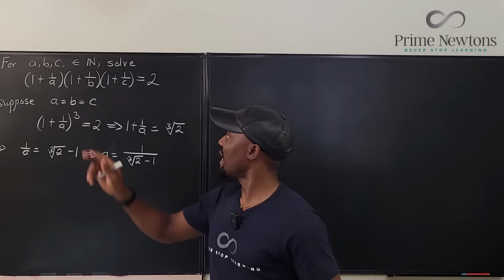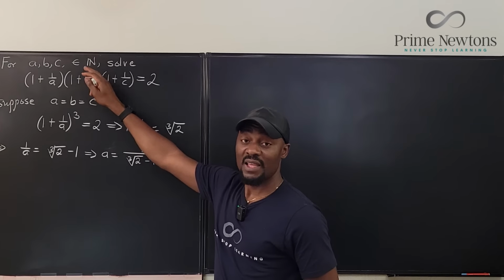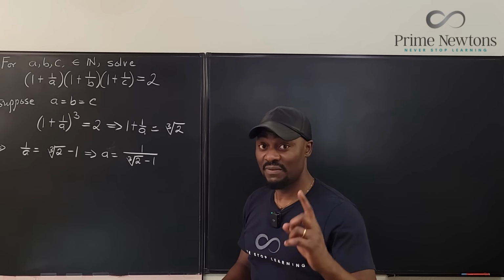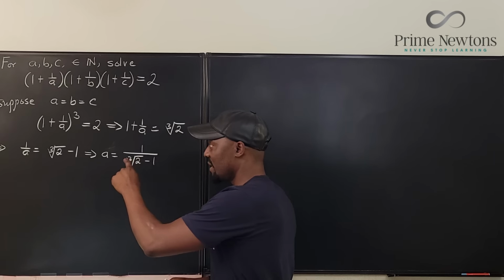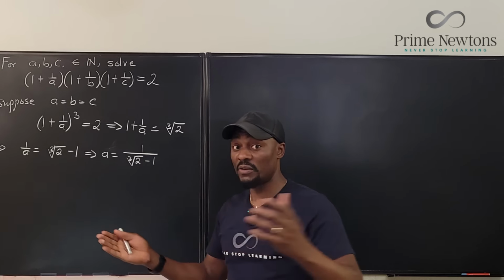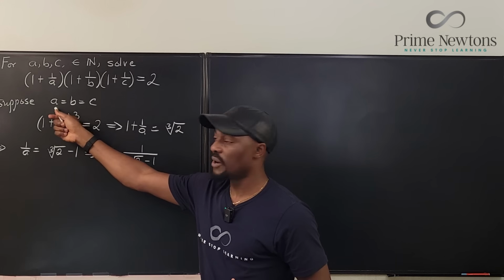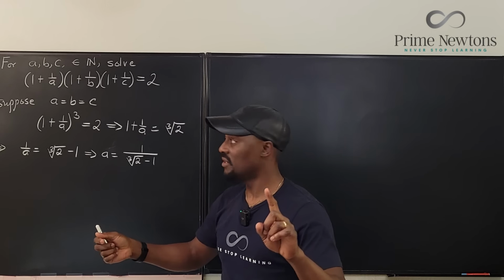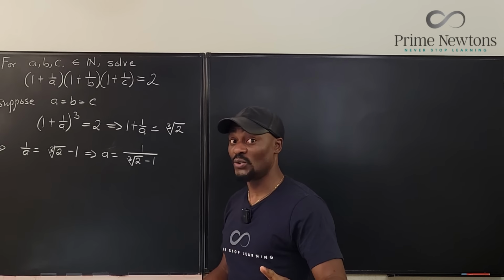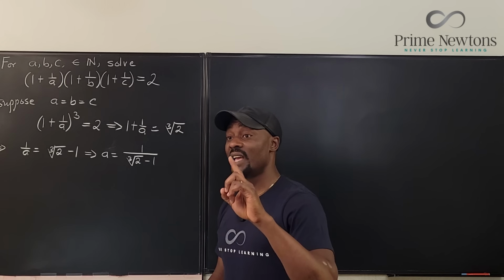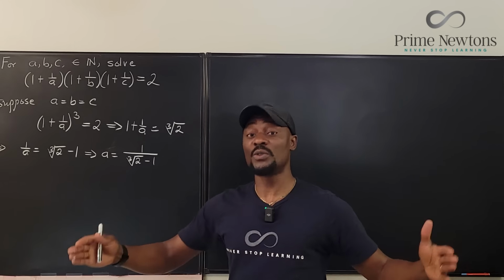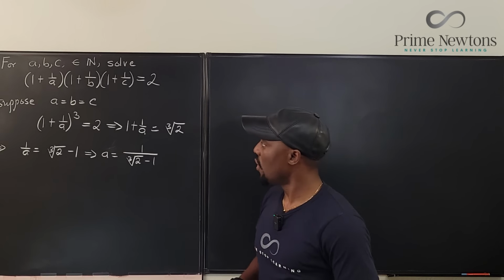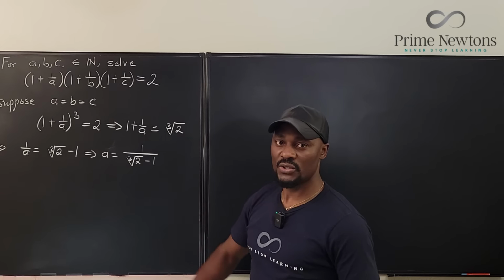Remember, we're told that A is a natural number. Okay? This is not a natural number. Therefore, because we're not getting natural numbers when all of them are equal, this condition that we supposed at the beginning is not true. So that means we don't have a situation where all 3 of them are equal. It's possible that 2 are equal, but not all 3 are equal. Okay, so our supposition does not hold.